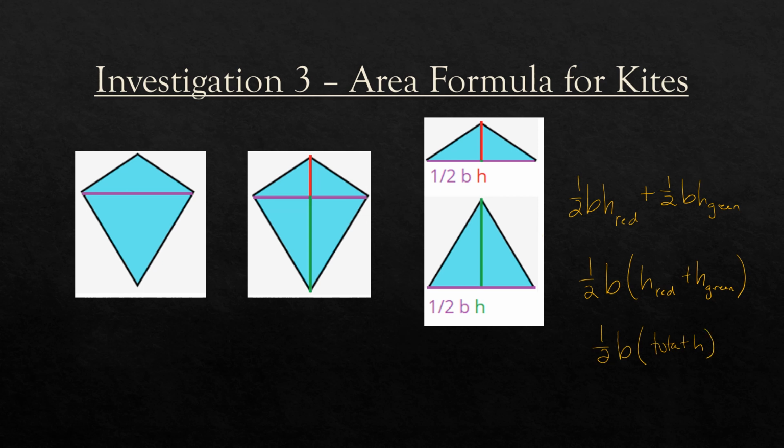At this point, I might want to go back and look at the kite itself. The purple line isn't really the base. It was the base of the triangles when I cut it apart, but it's really a diagonal of the kite. So it's one of the diagonals, and then the total height, that red plus that green line, is a second diagonal of the kite. Now I have my area formula as 1/2 of the first diagonal, the purple line in our case, and the second diagonal, the red and the green one added together.